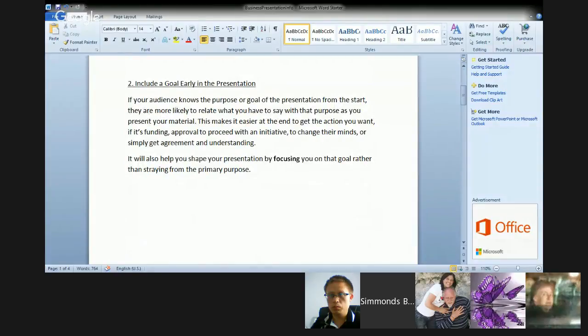Include a goal early in the presentation. If your audience knows the purpose or goal of the presentation from the start, they are more likely to relate what you have to say with that purpose as you present your material. This makes it easier at the end to get the action you want, if it's funding, approval to proceed with an initiative, to change their minds, or simply get agreement and understanding. It will also help you shape your presentation by focusing you on the goal rather than straying from the primary purpose.